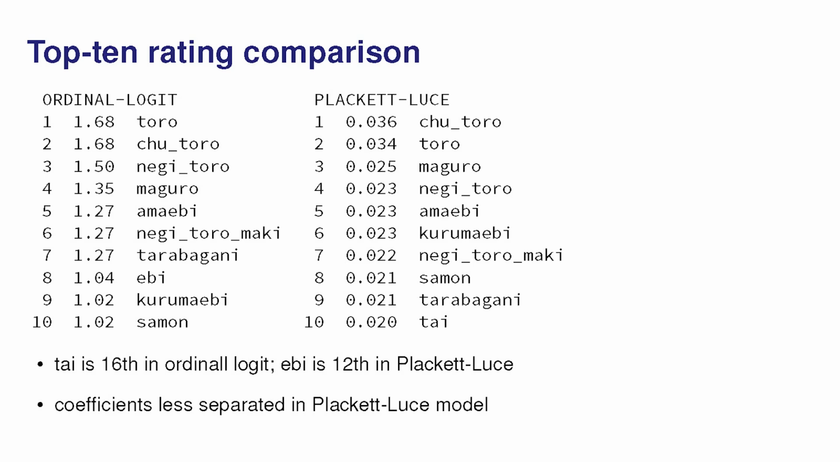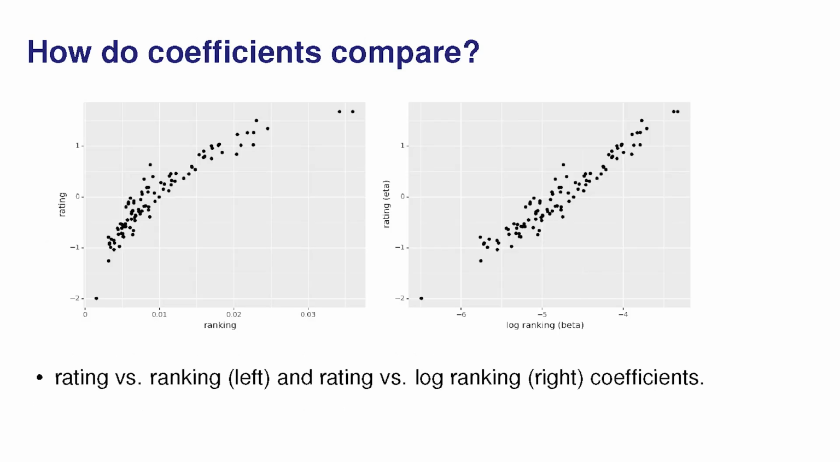And the top 10 comparison, it looks pretty much the same. So they were pretty consistent between the rating and the ranking. And they're a little different. I've put both of them up here. The coefficients tend to be a little less separated in the Plackett-Luce model, so I plotted the coefficients against each other to see what it looked like. This is the ranking and rating coefficients.